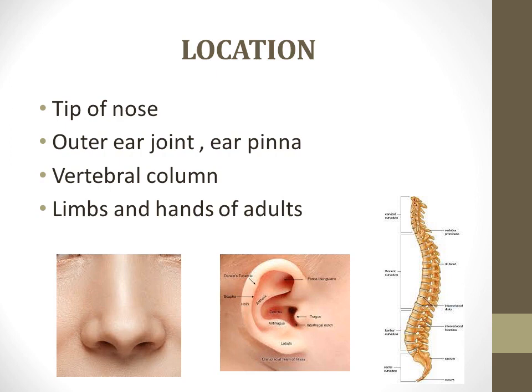Then the ear pinna. The ear pinna means the outer ear which projects outside. The ear pinna is also cartilage tissue; there are no bones, right? Then the vertebral column. Between each vertebra, between each bone of the vertebral column, there is cartilage tissue. That's why we can bend. It is flexible. It is also present in the limbs and hands of the adult.